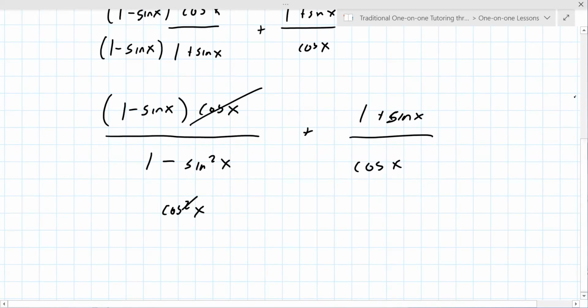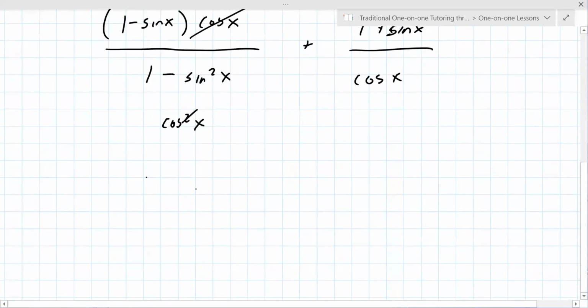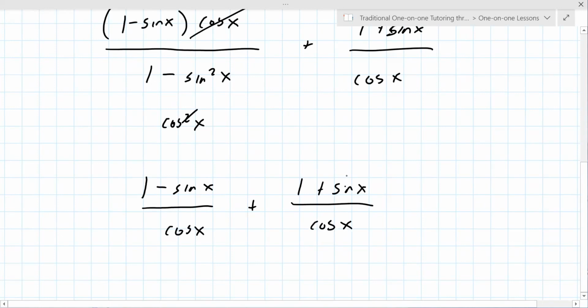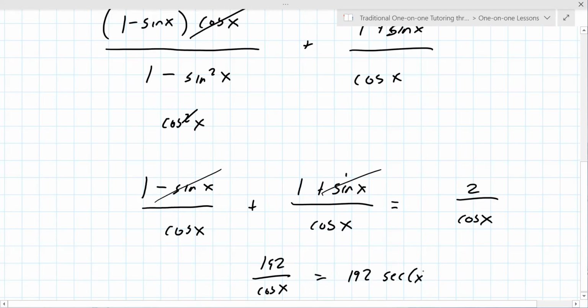And now you have a common denominator. Like you didn't have it a minute ago, but now you do. And that's how these things kind of work themselves out pretty nicely. So you add the numerators. Well, the signs cancel, and you're left with 2 over cosine x. And then you still have that 96. So it's 192 over cosine x. Could also write it as, I guess, 192 secant x.